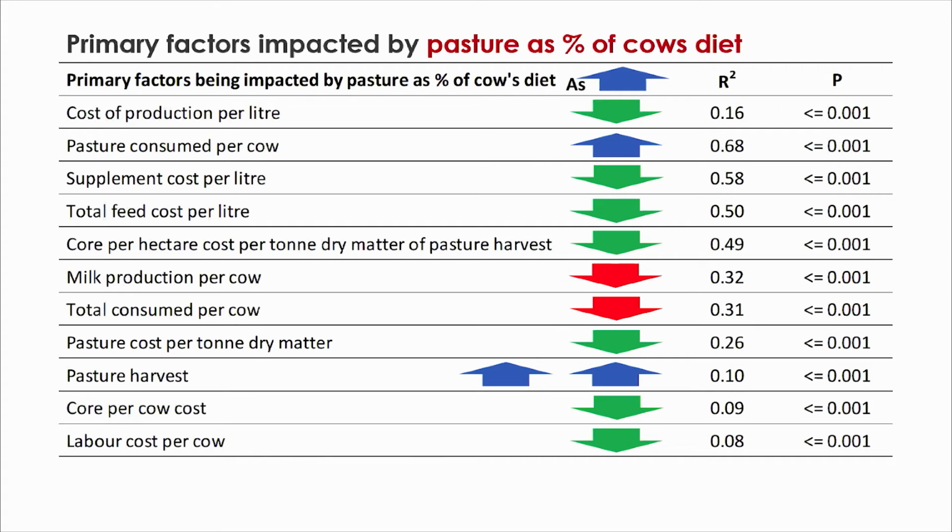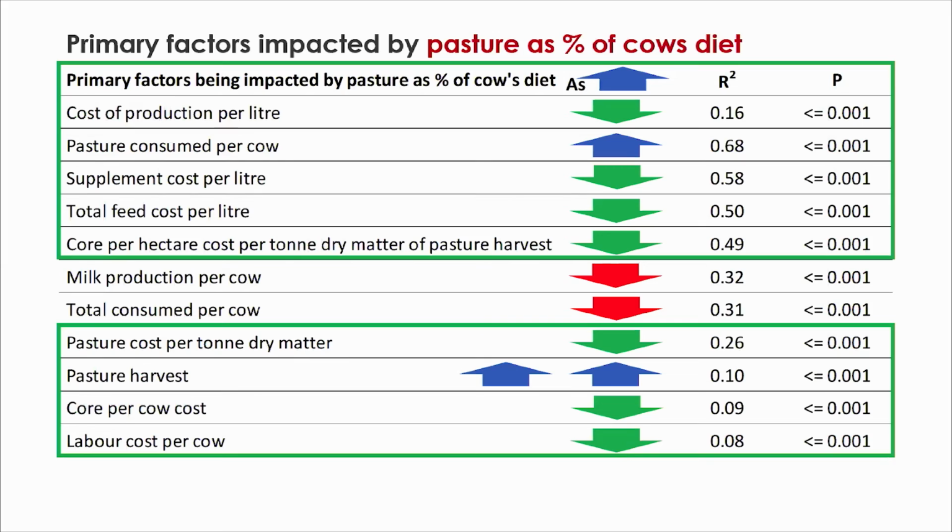Additional impacts of increasing diet pasture percent include an associated increase in pasture consumed per cow, and a decrease in both total consumed per cow and milk production per cow. However, the impact of producing less milk per cow is more than compensated for by the lower costs and higher pasture harvest, resulting in an increase in the level of profit, with the rate of increase reducing as pasture as a percent of the diet increases.